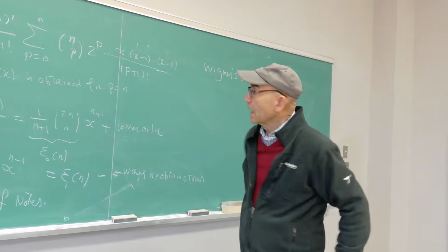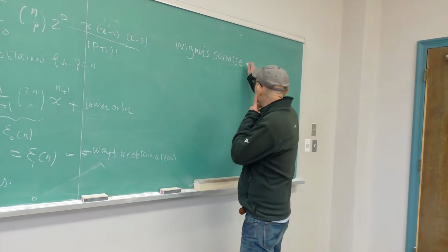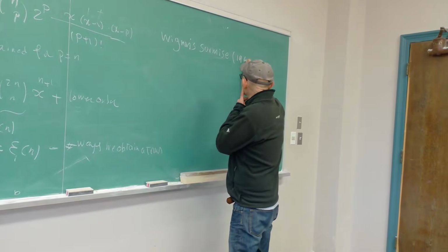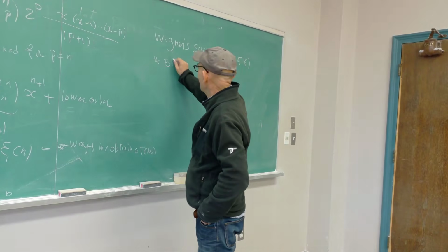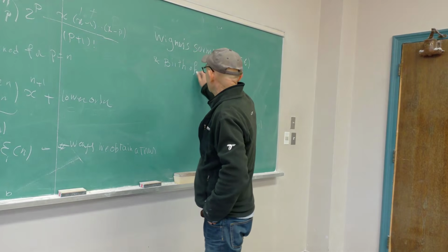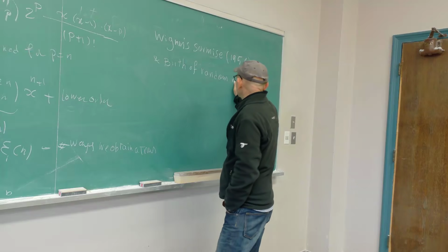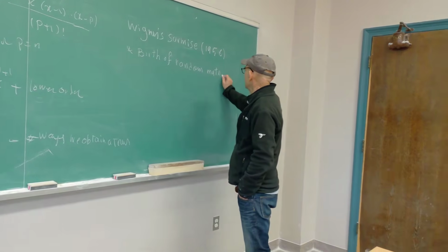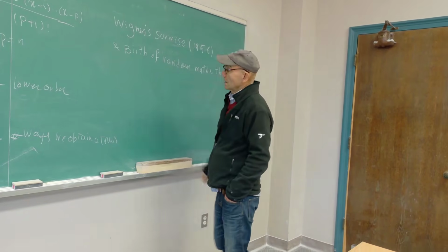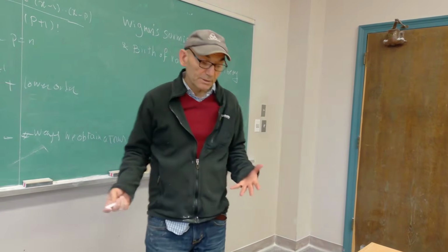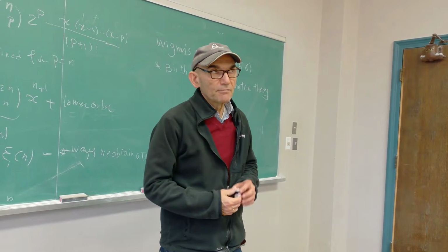So what is this Wigner surmise? This goes back, I believe, to 1956. And basically, this is part of random matrix theory. How random matrix theory was born, actually, was as a result of the following problem.